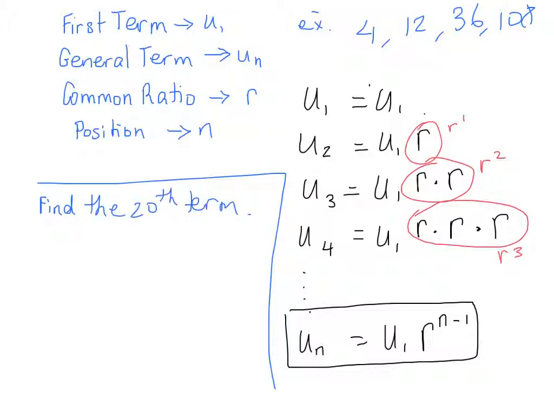And again, that's of this sequence that we have written up here. All right, so finding the 20th term, we would go to u20 equals u1 times r to the n minus 1. So u20 is u1, and u1 is 4. So 4 times r, which is, well, what is our common ratio? We're jumping each time by 3. So r is 3 to the 20 minus 1.